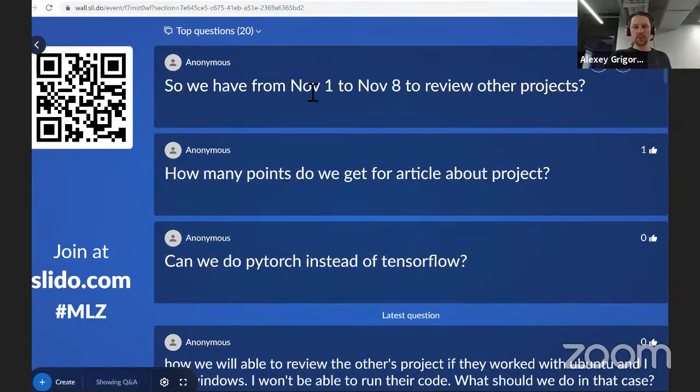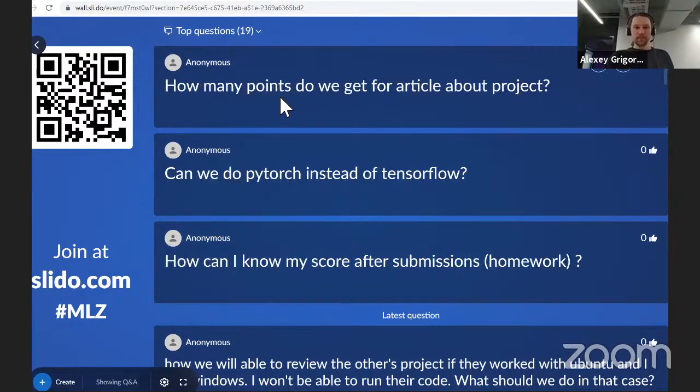So we have from November 1 to November 8 to review other projects. This is correct, yes. How many points do they get for an article about a project? I need to check what exactly I promised in the first lesson, in the first week, 5, 10, maybe something like this. Yeah, I'll write about this. So now we don't need to write an article yet.